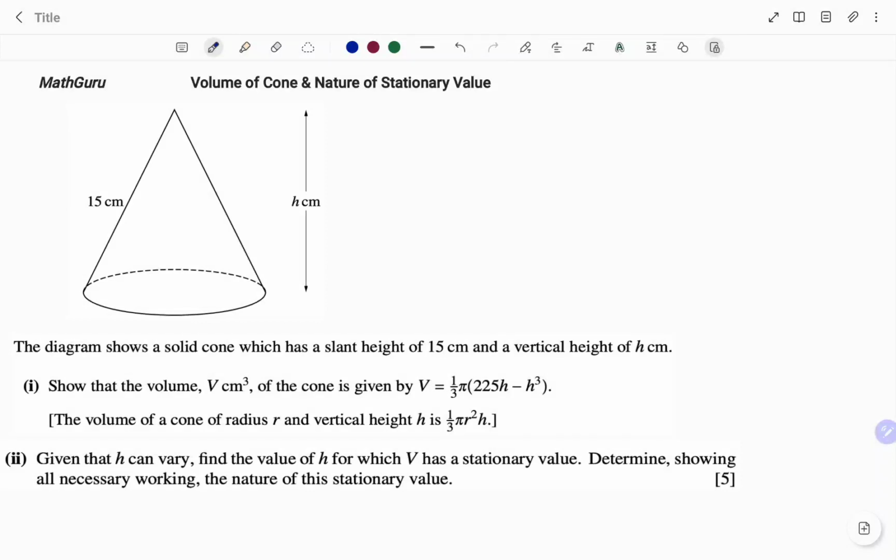In this video, I'm going to show you how to find the volume of the given cone and also find the nature of the stationary value.